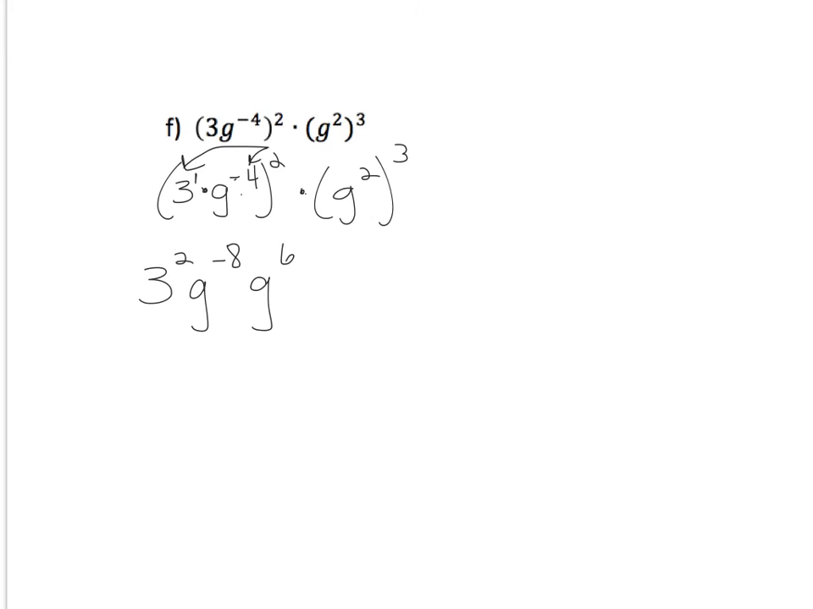So now we have another rule that we could go back to where we learned about those like bases. We notice that we have g's here and here. Before we worry about simplifying, we're first going to combine those together using our product of powers property. So my 3 to the second stays, and now for my g's I'm going to add my negative 8 plus 6, and that gives me negative 2. Now it's time to simplify. So I'm going to have 3 to the second over g to the second.